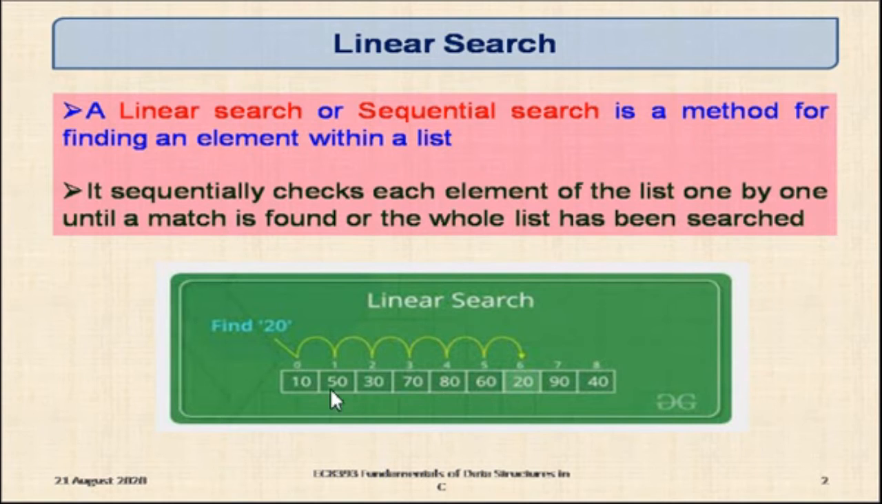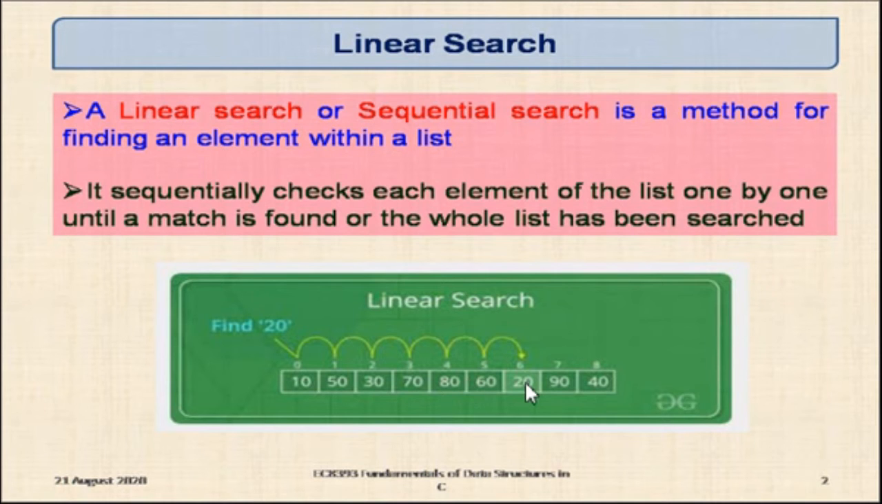Here you see we have a set of elements. This is what is called a list. Assume that I am searching for the element 20. So what will happen? This search will compare the element to be searched with each and every element of the list one by one sequentially. It will compare 20 with 10. It is not matching. It will go to the next one. It will keep on checking for a match.